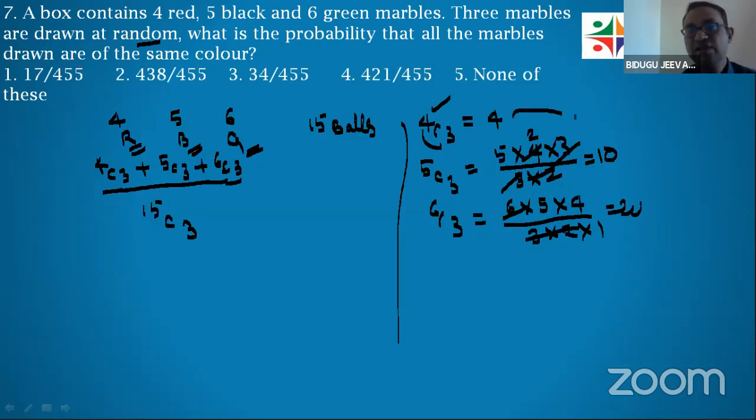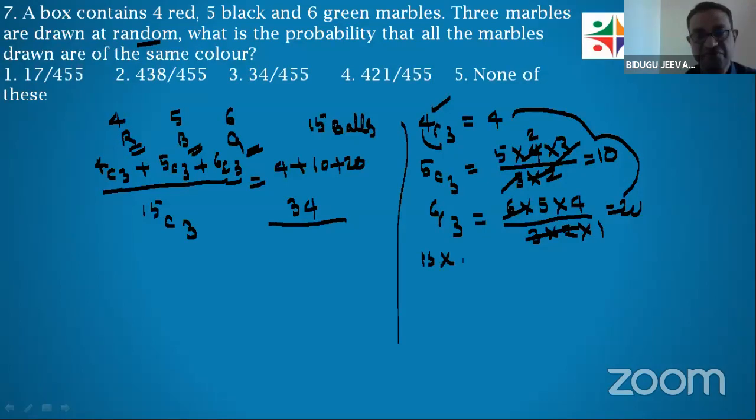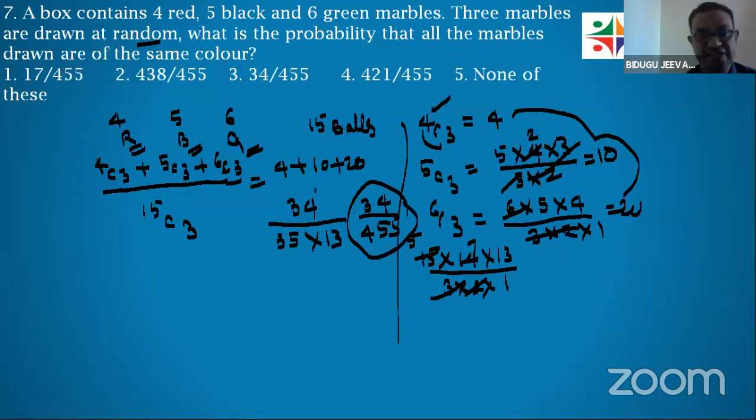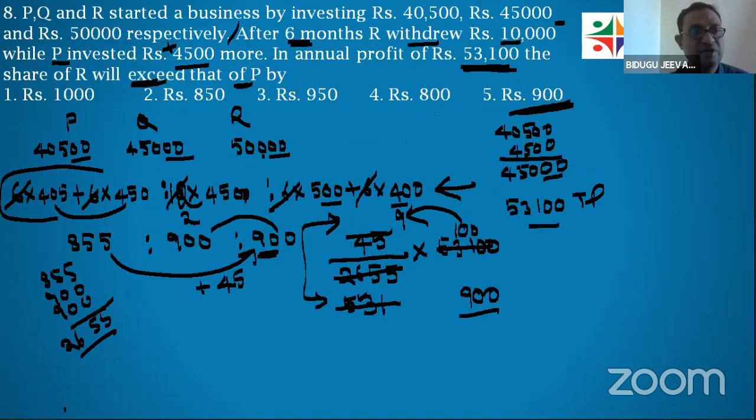If I add all these things, I'll get the numerator: 4 plus 10 plus 20. It is nothing but 34 divided by 15C3. 15 into 14 into 13 divided by 3 into 2 into 1. Okay. It is 5, it is 7. 5 sevens are 35 into 13. So 34 by 455, which I said in the third option. Hope you are clear, right? So let me continue to our regular question.